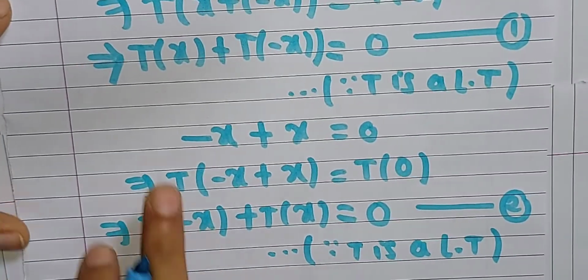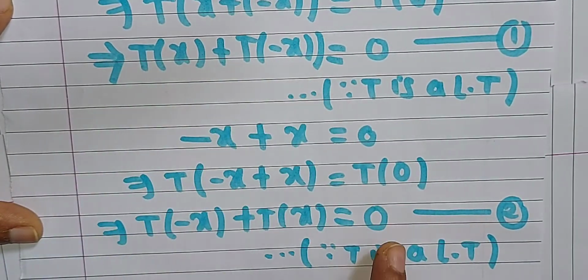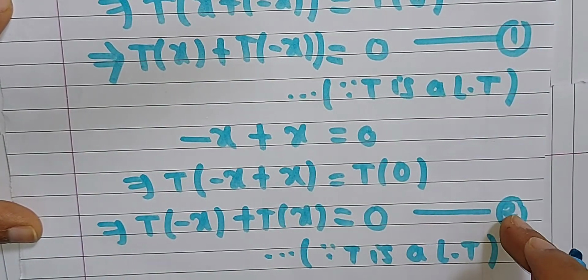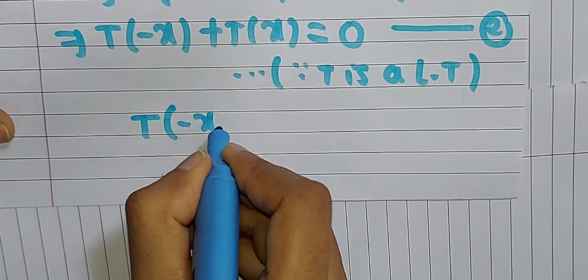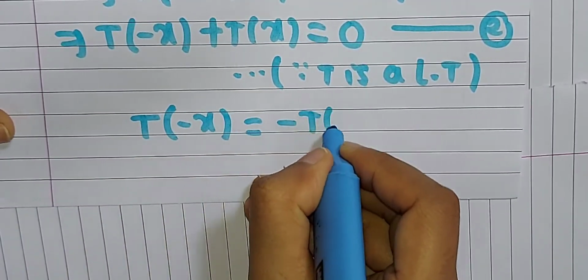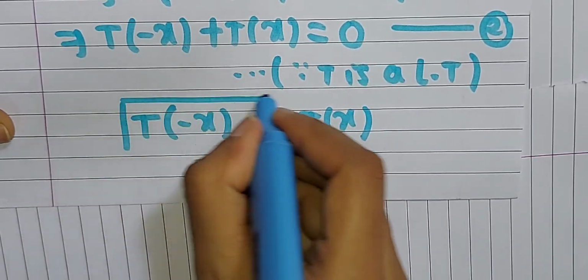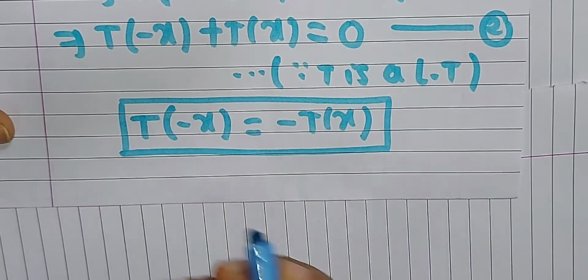Now observe one thing, this is our equation number 1 and this is our equation number 2. So with the help of equation number 1 and equation number 2 we can directly write, that is T of (-x) is equal to minus T of x. Okay, so this is your property number 2.